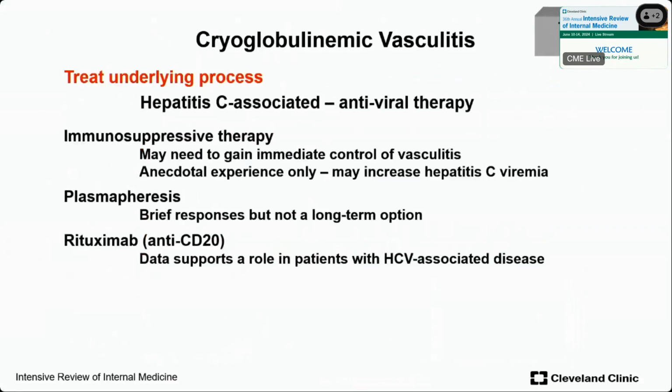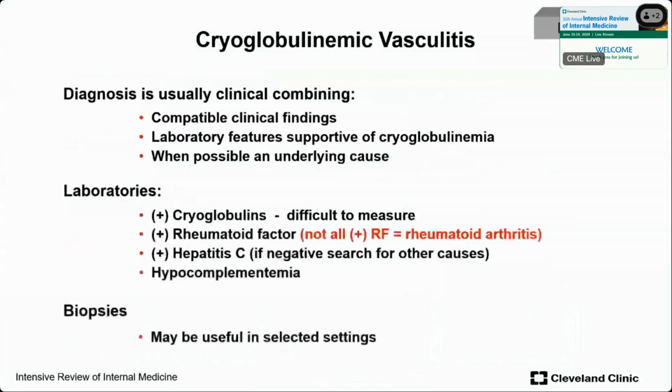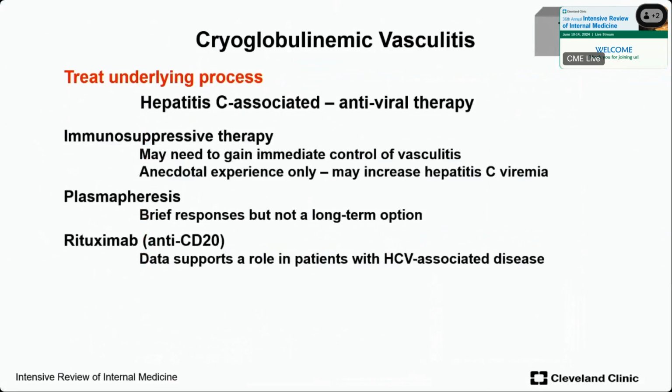To treat the underlying process, hepatitis C, when it's associated, should be treated with antiviral therapy. Immunosuppressive therapy may be needed to gain immediate control of the vasculitis, but there has been anecdotal experience only and may increase hepatitis C viremia. Plasmapheresis has been associated with brief responses, but is not a long-term option. And rituximab, anti-CD20, has had data supporting a role, particularly in patients with hepatitis C-associated disease.